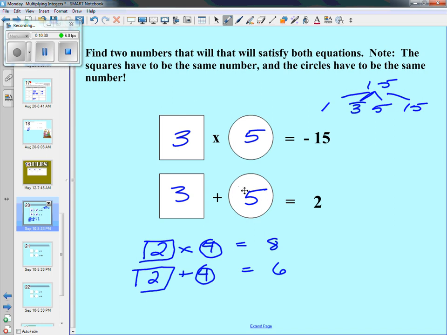So if I made it negative 5, then 3 plus negative 5 would be a negative 2. But if I make it negative 3, then negative 3 and positive 5 makes positive 2. So I know that this combination has to be negative 3 times 5 is negative 15, and negative 3 plus 5 is positive 2. So that's how you would solve the first one.